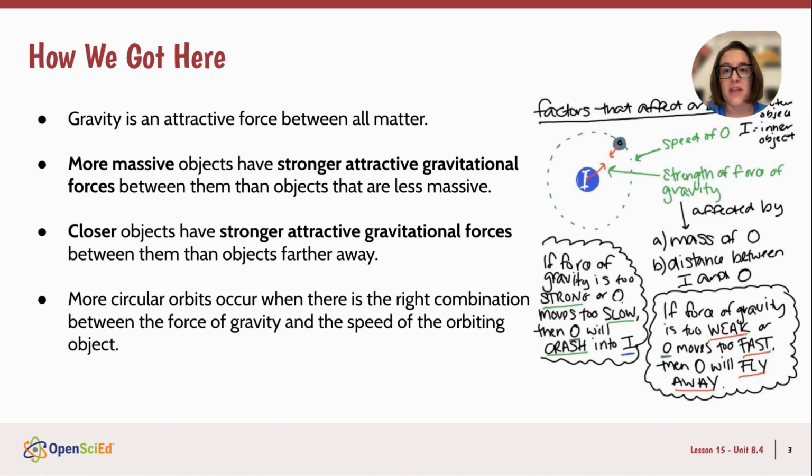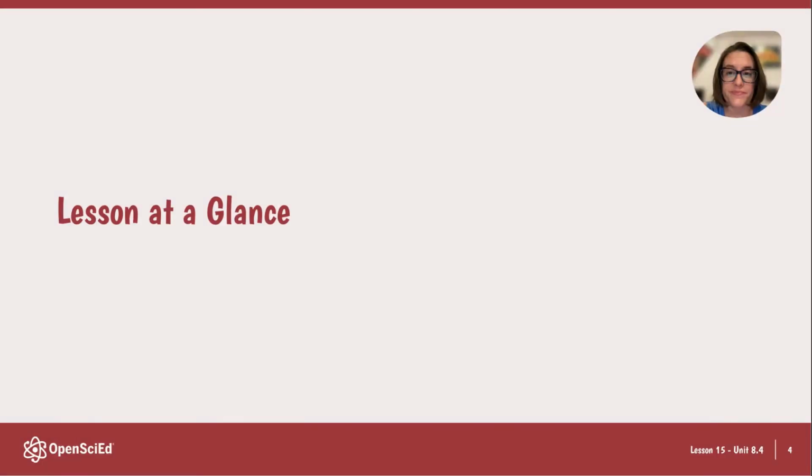Previously, students figured out the role that gravity plays in orbits, that gravity is an attractive force between all matter, and that more massive objects have a stronger force of gravity, and that closer objects have a stronger force of gravity, and that more circular orbits occur when you get the right combination of gravity and speed.